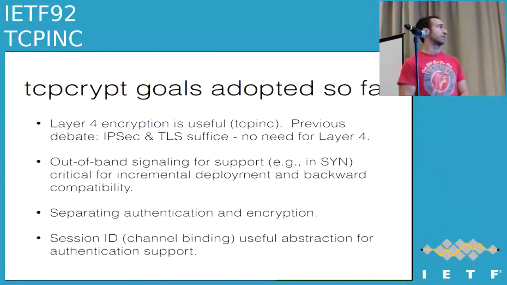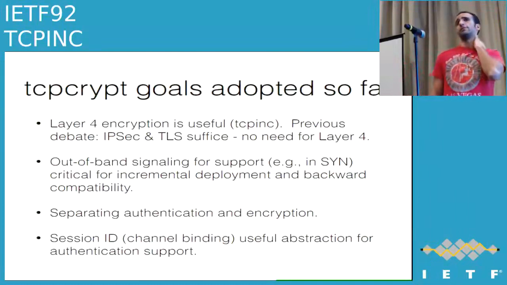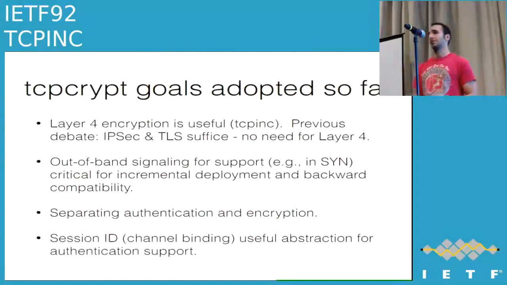Similarly, another key design feature in TCP crypt was the signaling out of band for support, right? We've got the SYN packet. Let's signal whether the other end supports it, so we could incrementally deploy encryption and gracefully fall back to clear text. That's the main trick in opportunistic encryption that we have, and I think that's another feature that has been adopted.